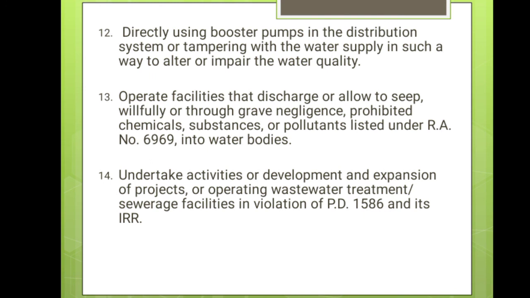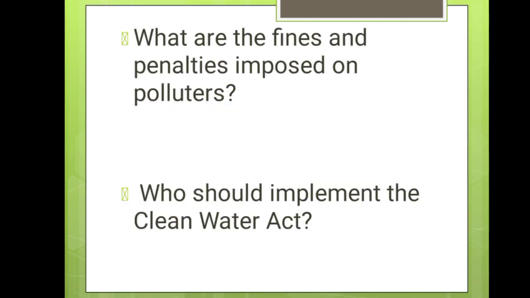13. Operating facilities that discharge or allow to seep, willfully or through grave negligence, prohibited chemicals, substances, or pollutants listed under RA number 6969 into water bodies. And last, undertaking activities or development and expansion of projects, or operating wastewater treatment or sewerage facilities in violation of PD 1585 and its IRR.